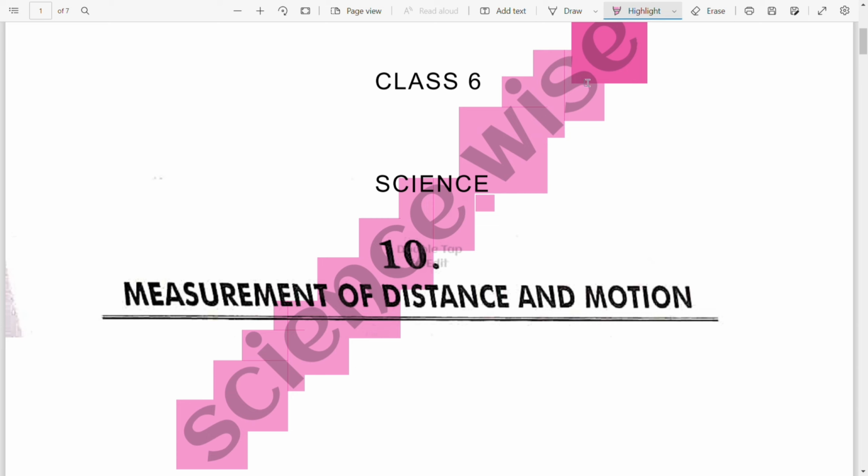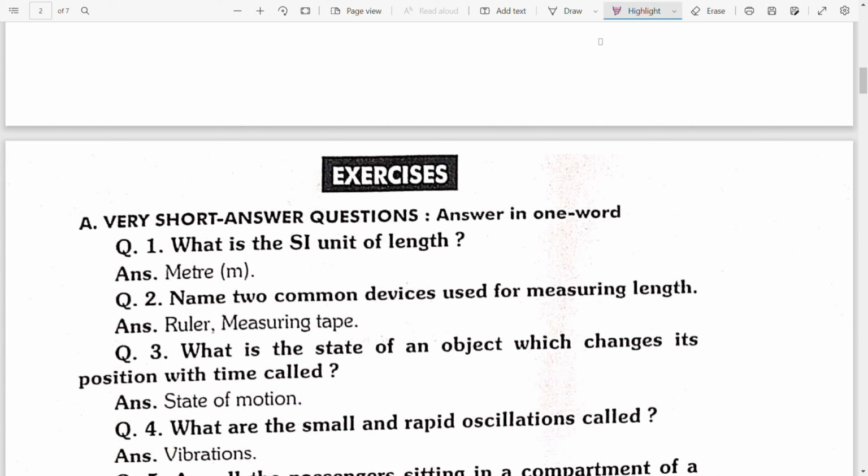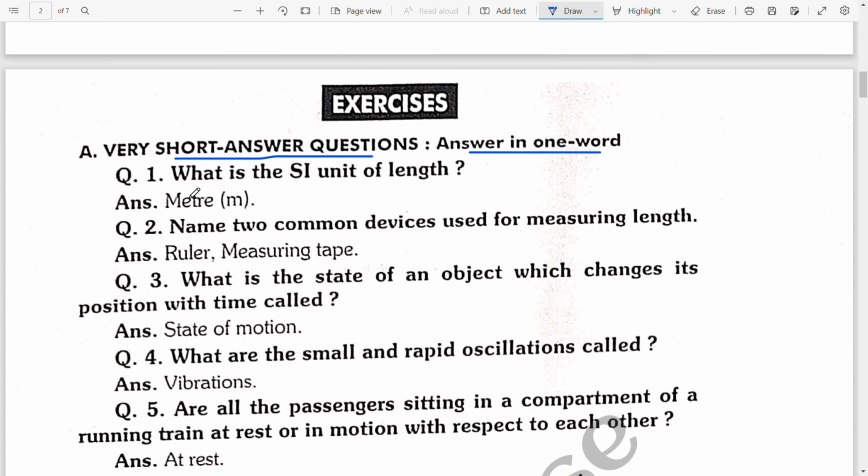Today in this video we are going to study all the question and answers of class 6 Science chapter number 10, that is measurement of distance and motion. In this we are going to solve all the exercise question and answers. So first question is very short answer question. Answer in one word. Question number 1. What is the SI unit of length?